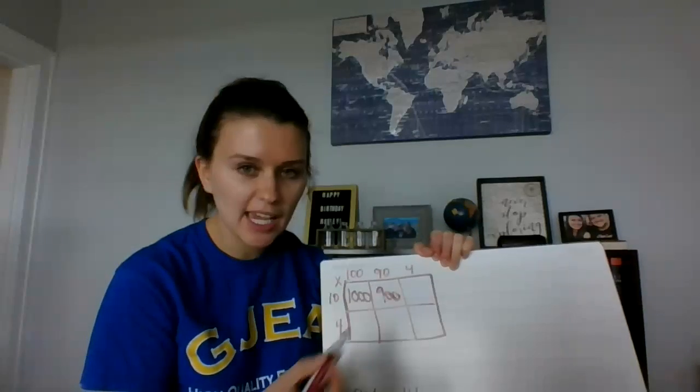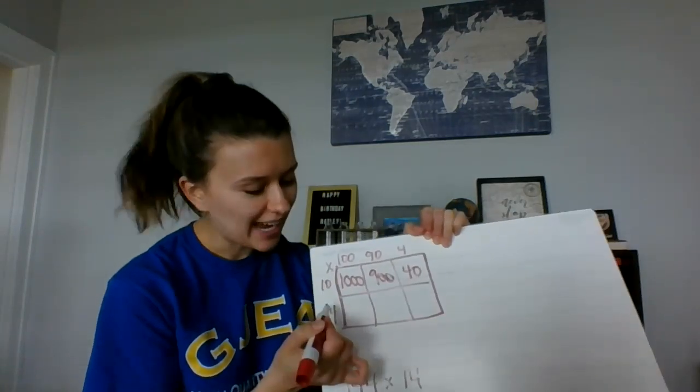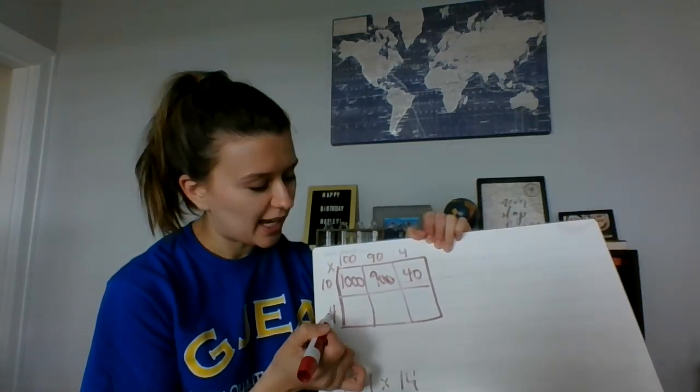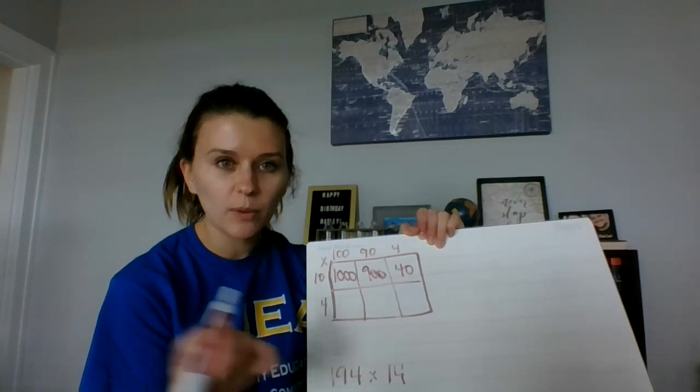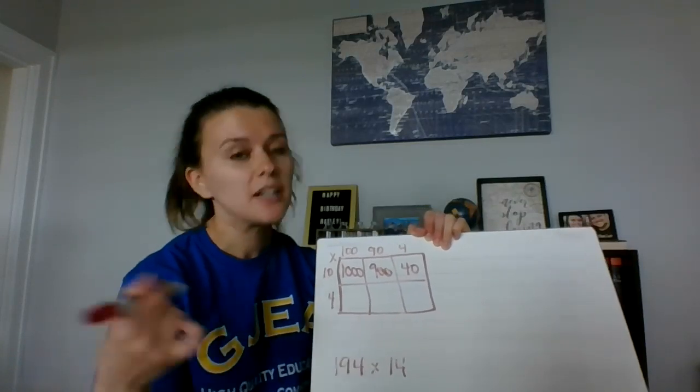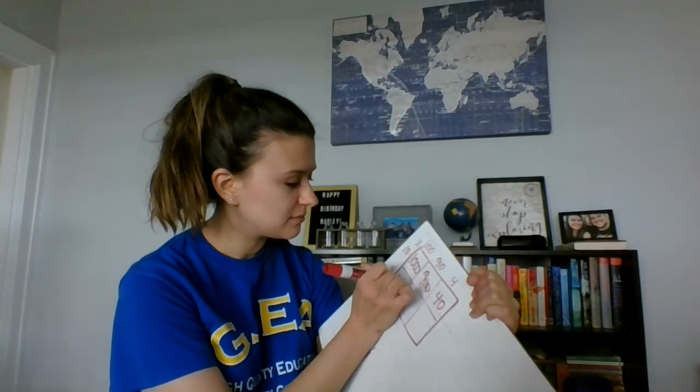Then I have 10 times 4. We know 10 times 4 is 40. Top row, done. Now let's go to that bottom row. We have 4 times 100. Well, if I had 4 hundreds, it's 400.